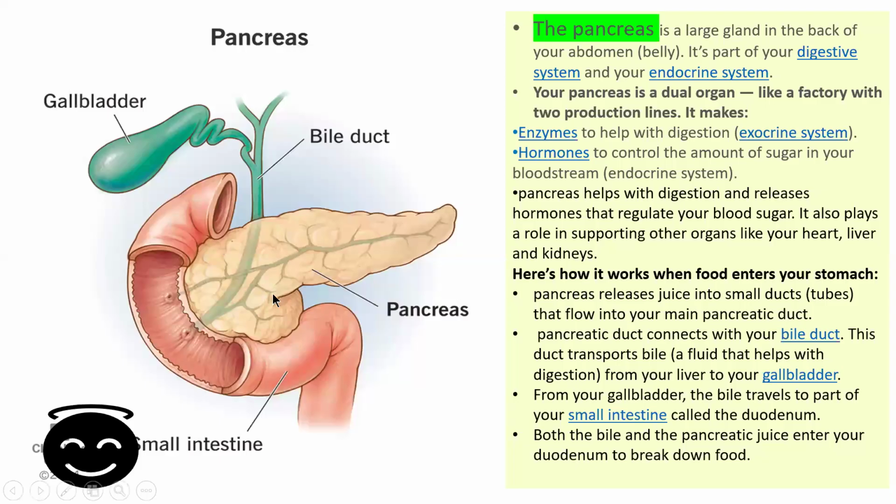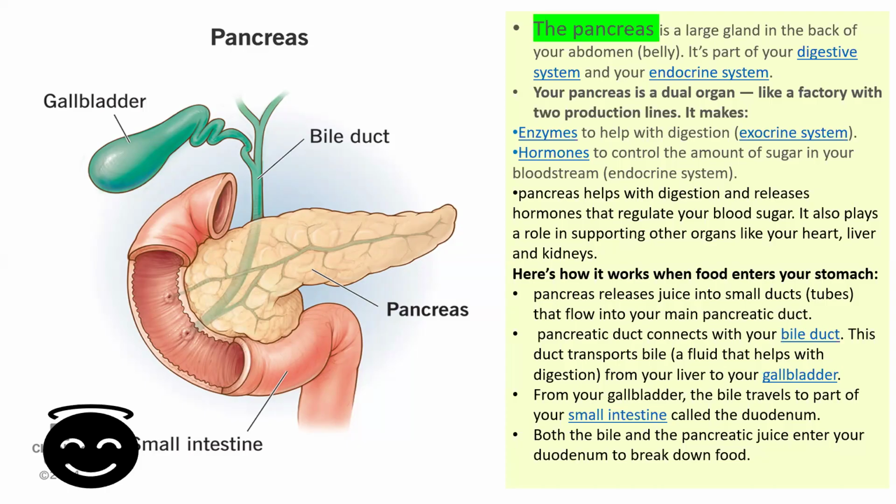Pancreas. The pancreas is a large gland in the back of your abdomen, in the back of your belly. Belly is also called abdomen. It is a part of your digestive system and it is also part of the endocrine system. The pancreas has two functions, endocrine and exocrine. It is a factory with two product lines.